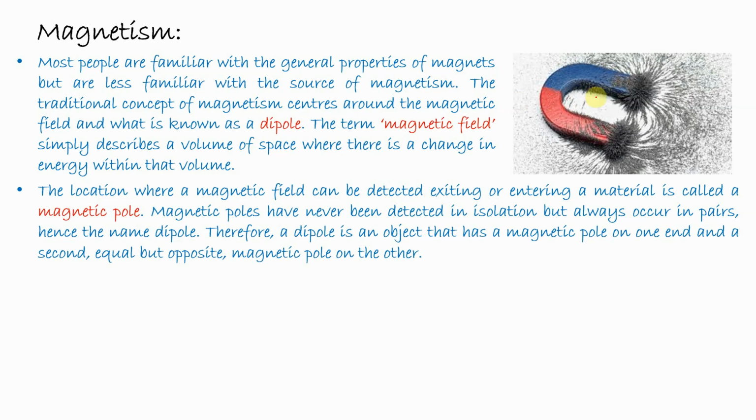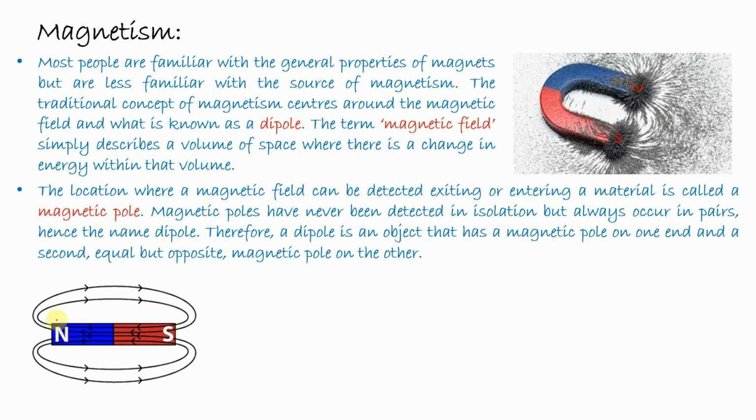That means in this figure, let's say this is the north pole of the magnet. So definitely there will be a south pole of the magnet. Remember one thing, a magnet cannot be used as a single pole. There should always be two poles of a magnet. And this is also considered a dipole.